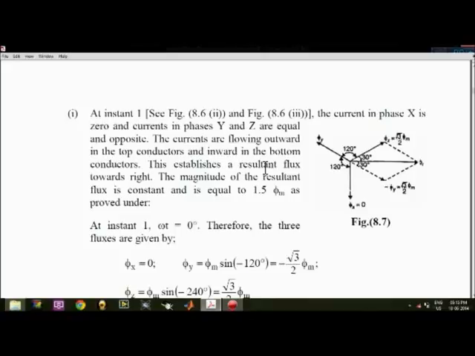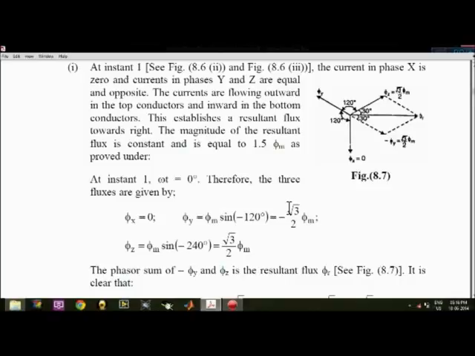Now if you see, the current in the phase X is 0 and the current in the phase Y and Z are equal and opposite. Now the currents are flowing outward in the top conductors and inward in the bottom conductors. This establishes a resultant flux towards right. You can see this resultant flux. The magnitude of this resultant flux is constant and equals 1.5 of the maximum flux, that is phi m.